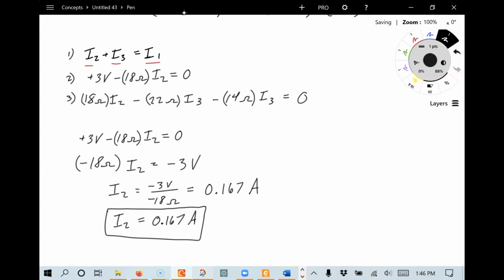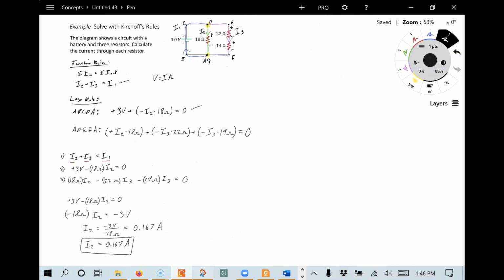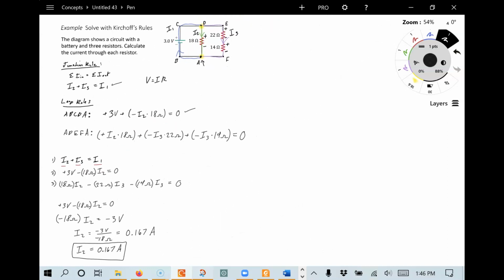And so you can see these problems, they can be done more than one way. Either way that you choose is somewhat lengthy. You can do the equivalent resistance method, or you can use Kirchhoff's rules. Now in general, Kirchhoff's rules have broader applications, because there's instances where the equivalent resistance won't work, but Kirchhoff's rules will always allow you to solve a problem.